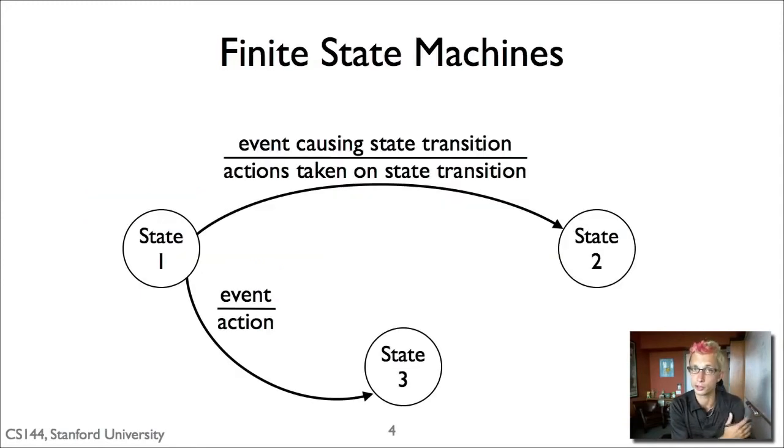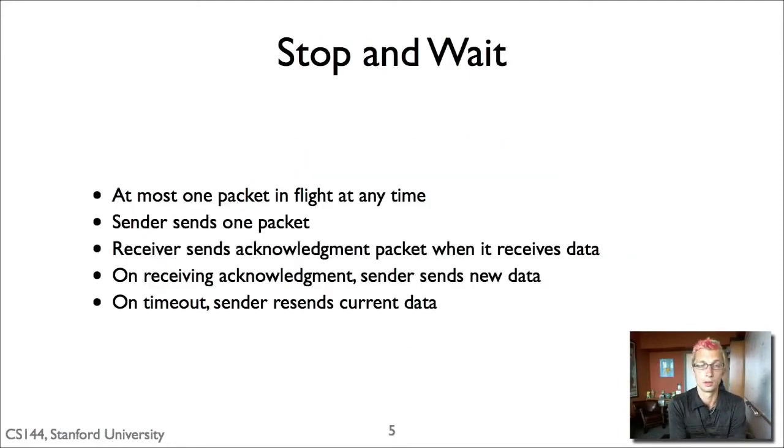So just a refresher on finite state machine diagrams. When we draw a finite state machine of a protocol, we show the states that it can enter. Here's state 1, state 2, state 3. And then edges between the states have two pieces of information. First, the event that can cause a state transition on top, and then below, the action the protocol takes on making that state transition.